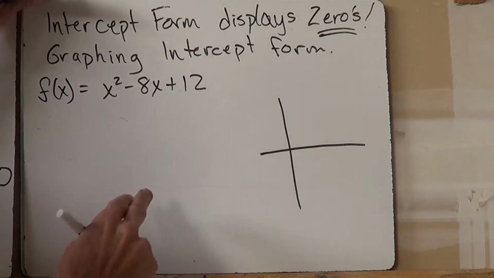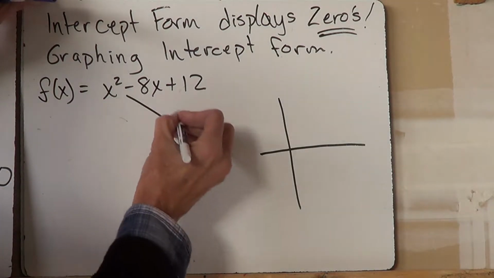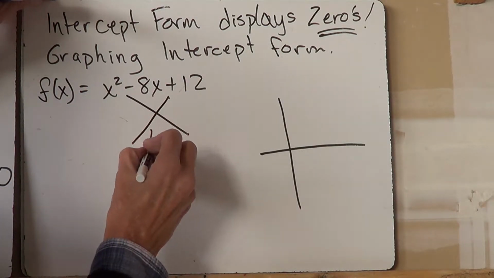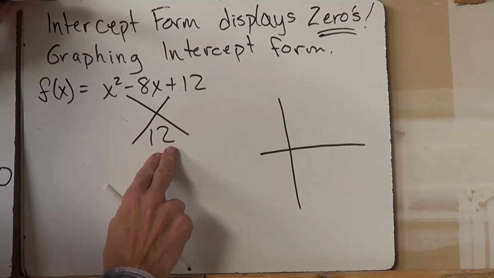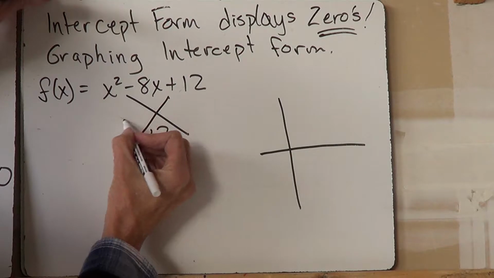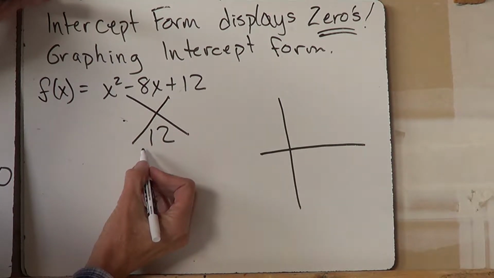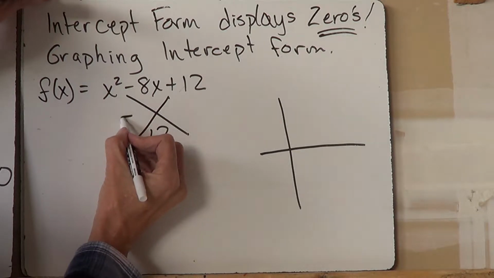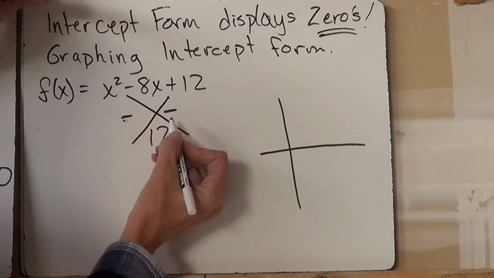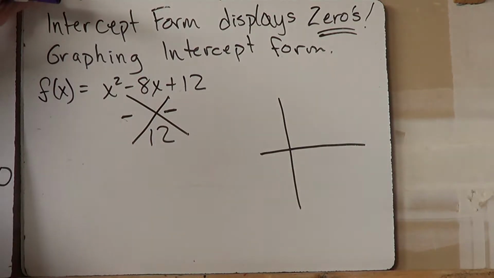Okay, intercept form displays zeros. Graphing intercept form, this is what we do. First off, I get it converted. 1 times 12 is 12. 2 factors of 12 that would add to be -8. I know that they have to have like signs because this is a positive. So they've either got to both be positive or negative. I say they both need to be negative because they have to add to be a negative.